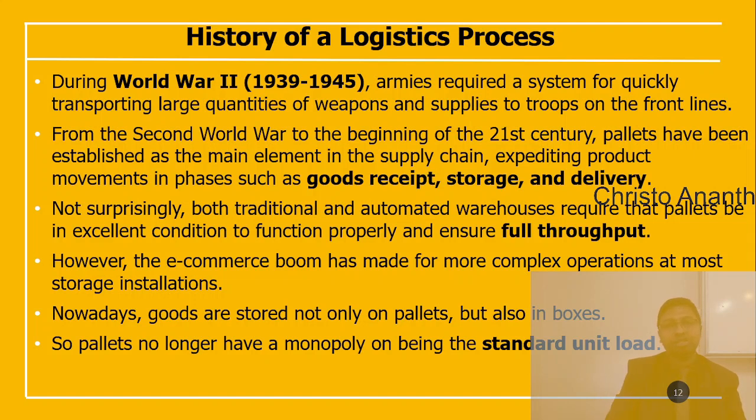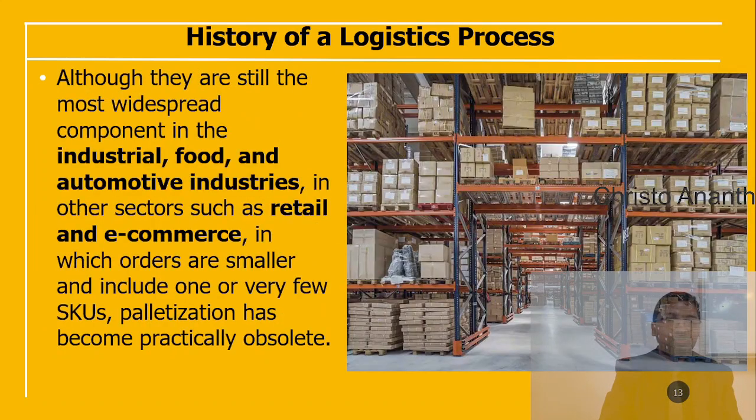So goods are stored not only on pallets but also in special types of boxes with definite dimensions. So pallets no longer have a monopoly on being the standard unit load. Of course, there has been widespread use in the industrial sector, food sector, automotive industries, and in other sectors like retail or e-commerce as well. Here the orders are smaller and include one or a few stock keeping units, so palletization has become practically obsolete.